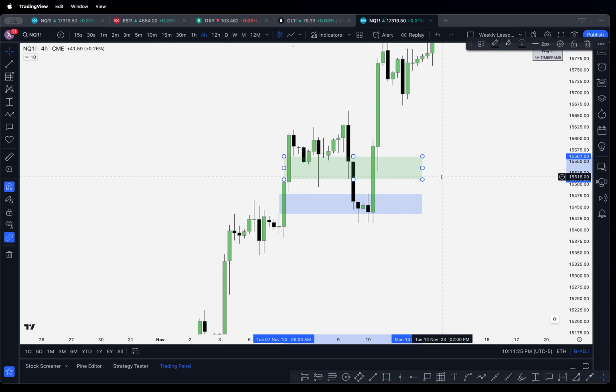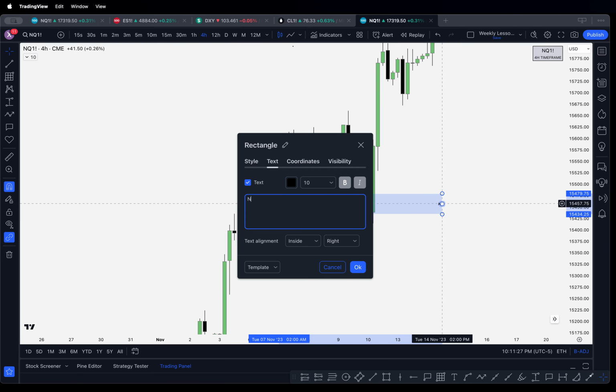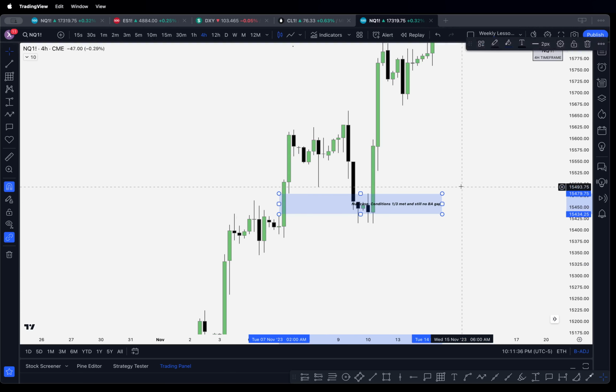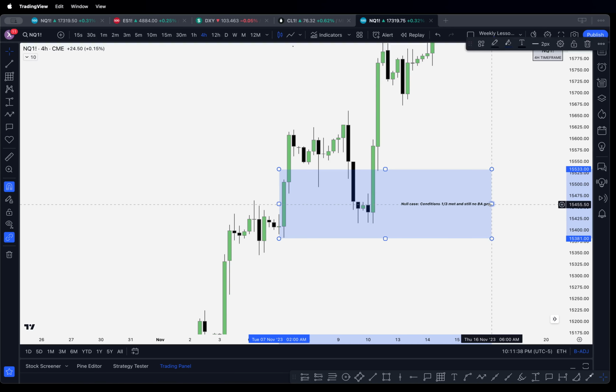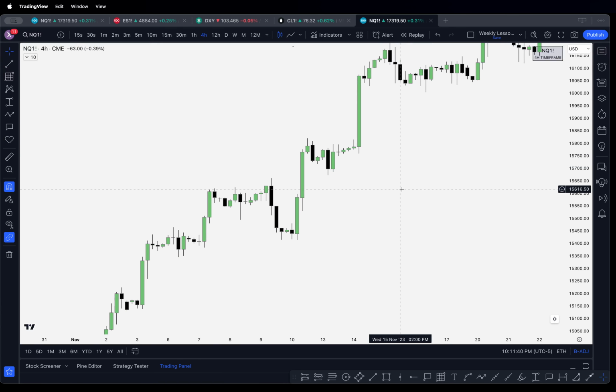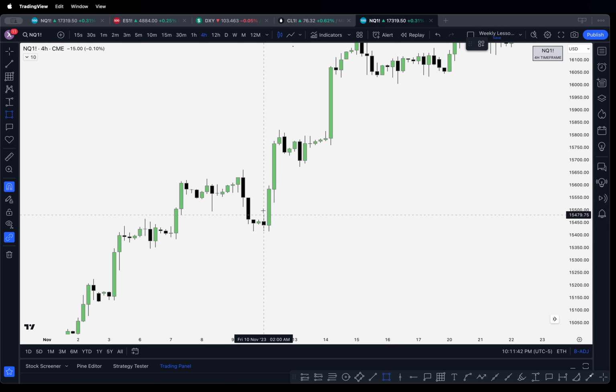So this would be the example of a null case, right? Conditions 1, 2, and 3 are met, and still no breakaway gap. It happens. It's going to happen all the time. We're going to find lots of examples like that as well. But look at this one right here.